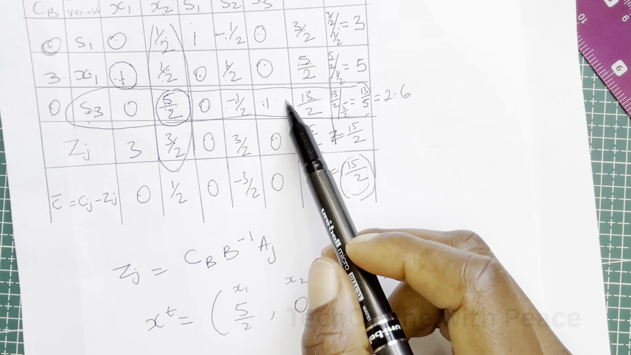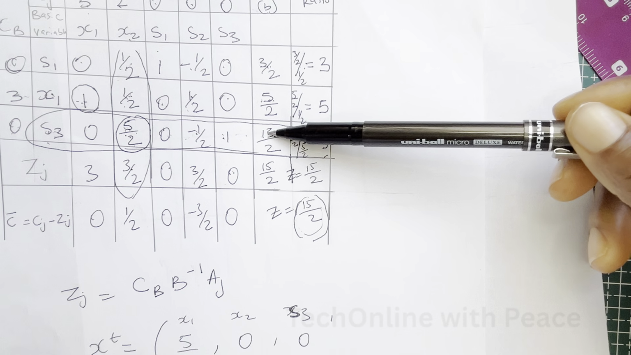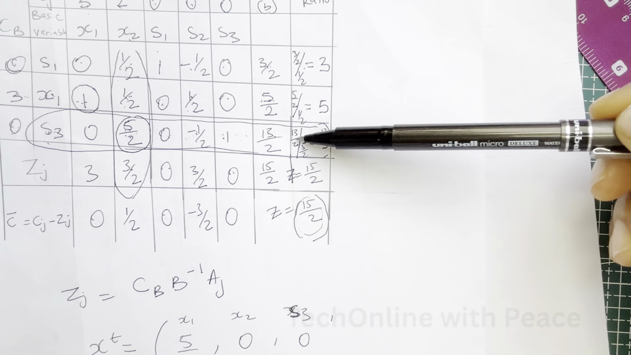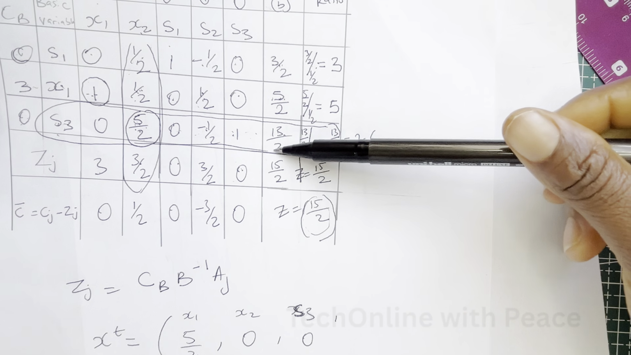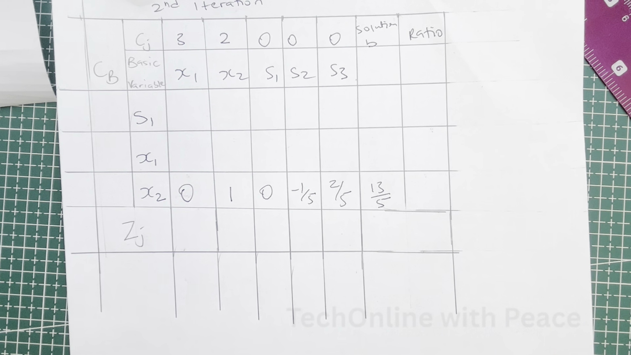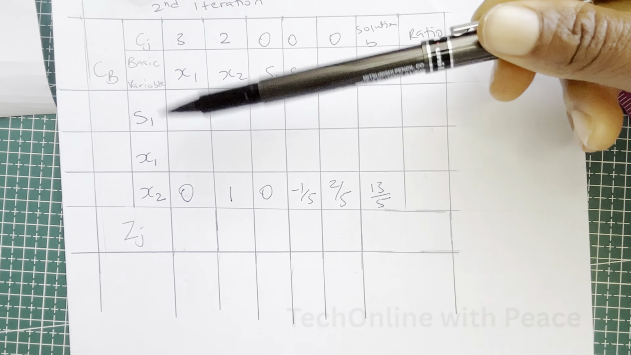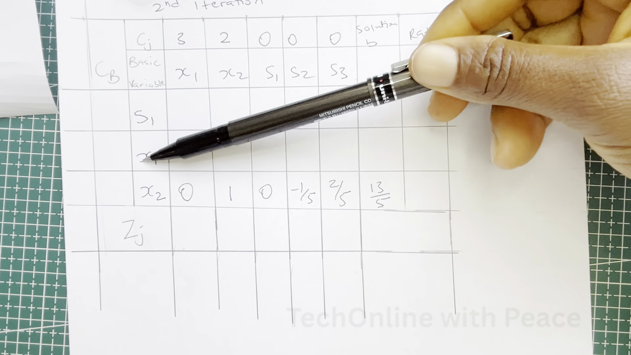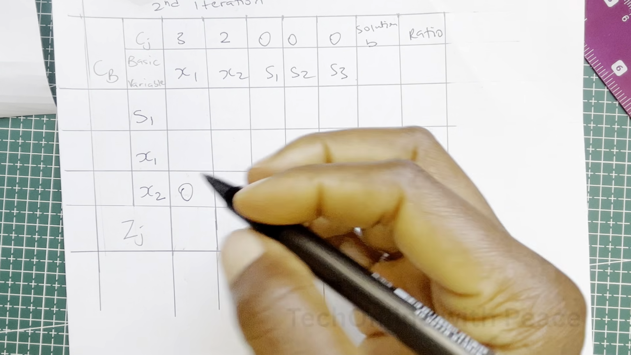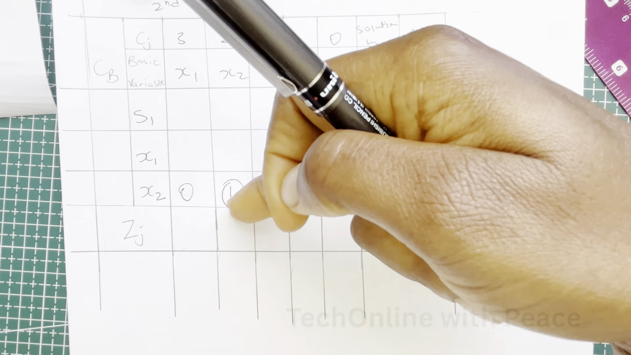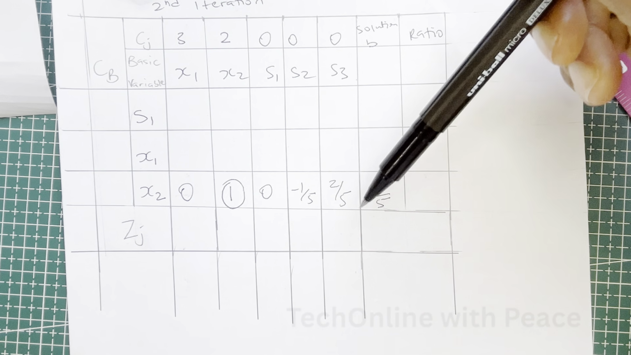1 divided by 5/2 we have 2/5. For this, 13/2 divided by 5/2 we have 13/5. So the next thing to do is to get our new values here for x1 and x1. So remember, our key element or pivot is 1. We are going to write this out as usual.